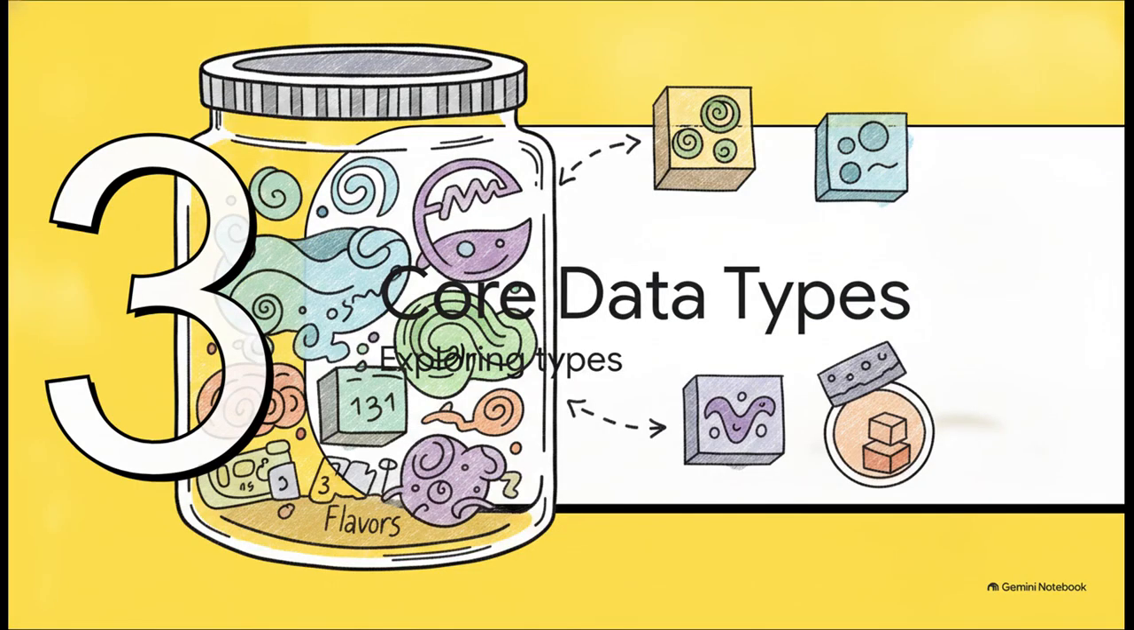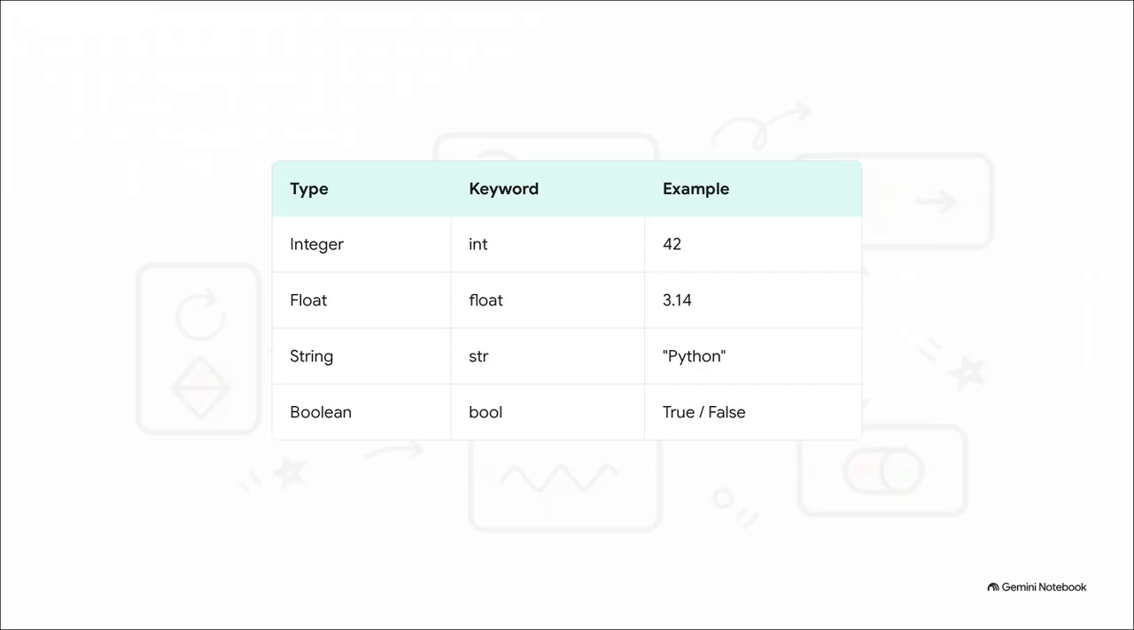We're going to see how our containers can hold many different flavors of data. Our data comes in 4 foundational building blocks. First up, we have integers, using the keyword int, which are your basic whole numbers like 42 or -10. Then we have floats, using the keyword float, which handle decimal numbers like 3.14. Third, we have strings, keyword str, which are basically just text characters wrapped in quotes like the word Python. And finally, booleans, keyword bool, which represent binary truth, so either true or false.